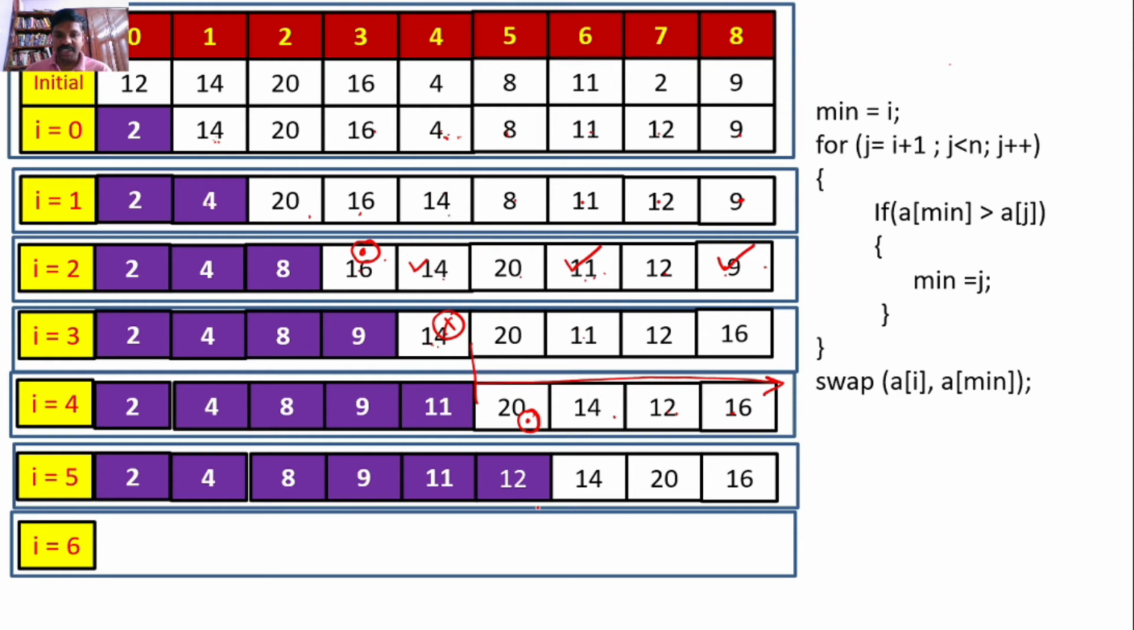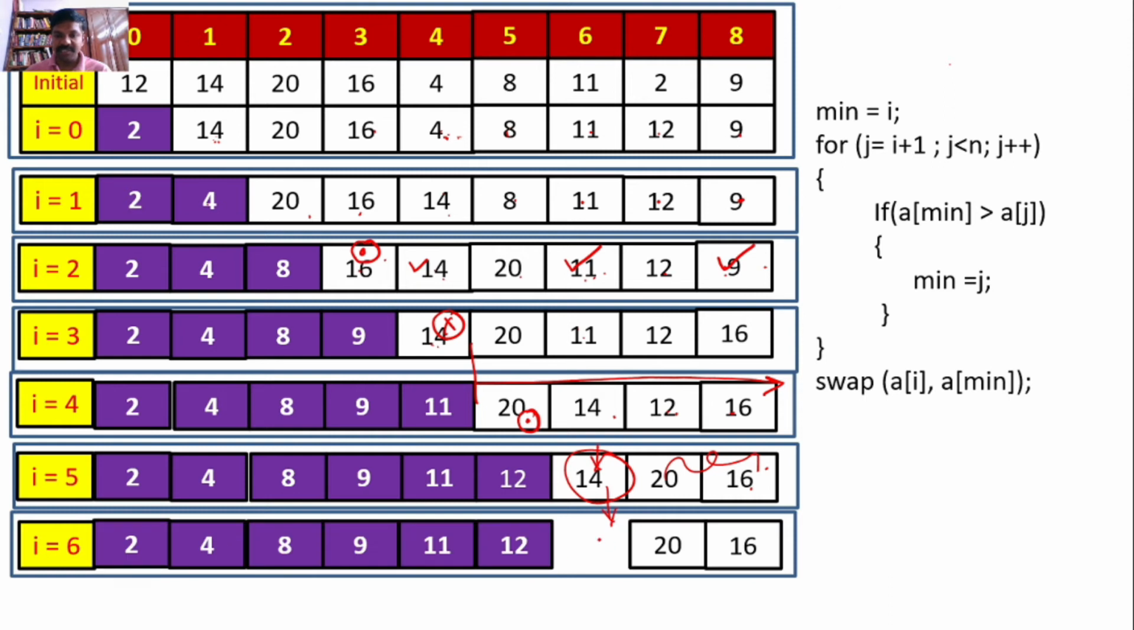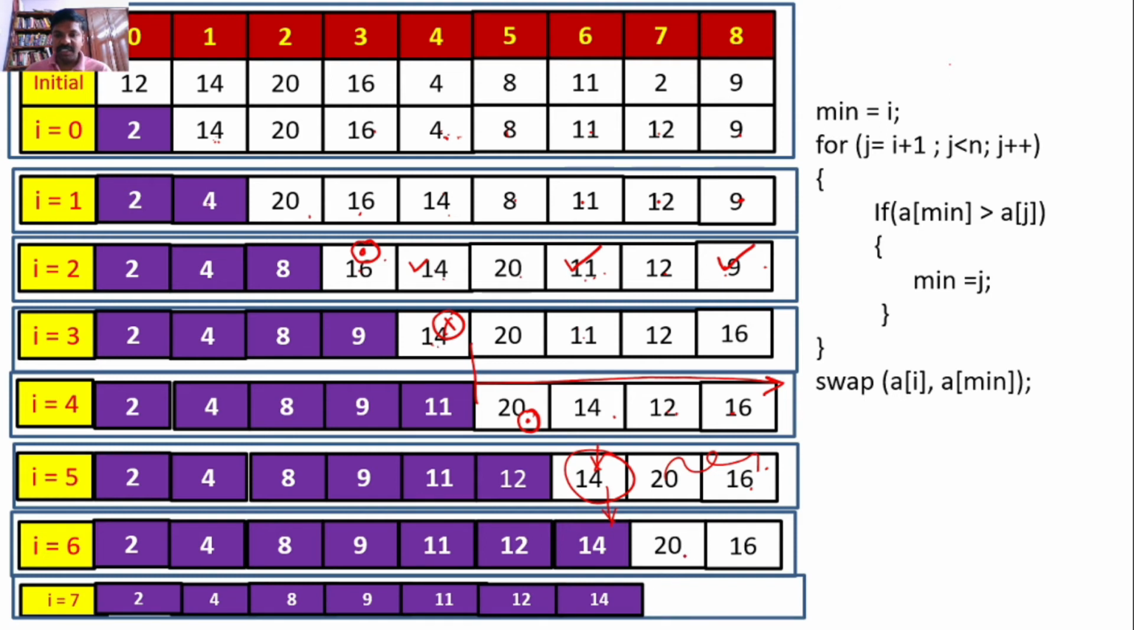Next i equal to 6, this is my reference. The minimum of these two, 20 and 16, is 16. But my reference is less than the minimum of the remaining elements. Hence, the same position will be maintained. Next i equal to 7, 20 is replaced with 16, and this is my final sorted array.